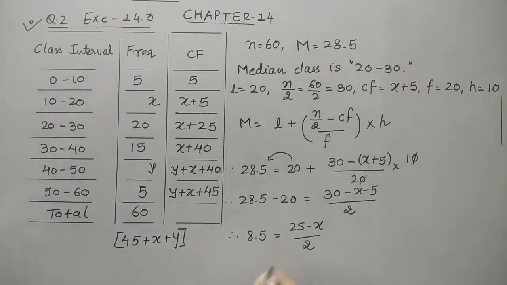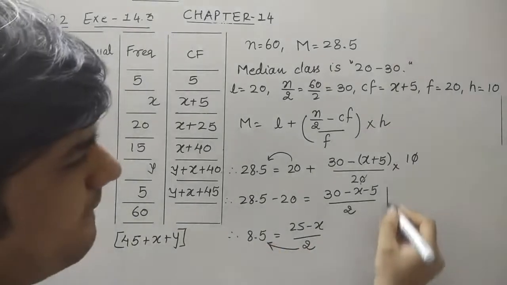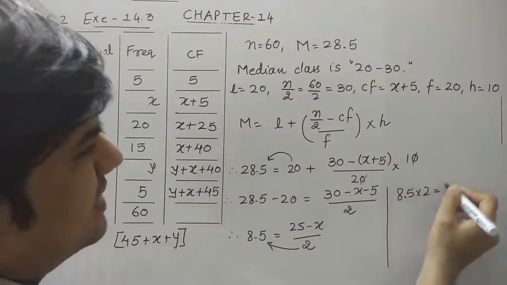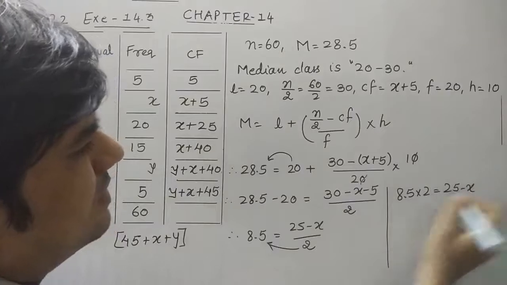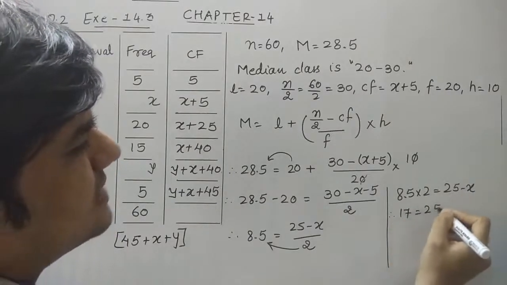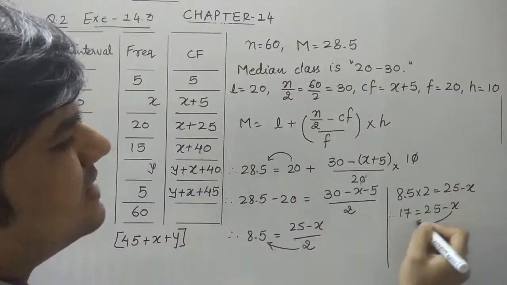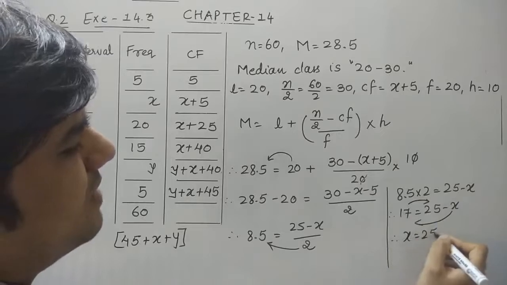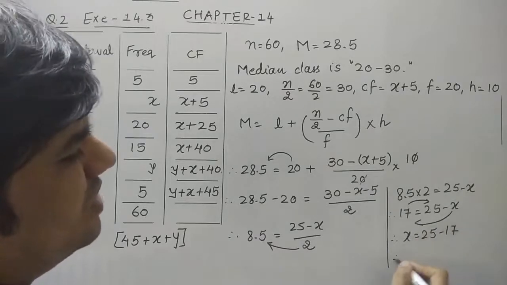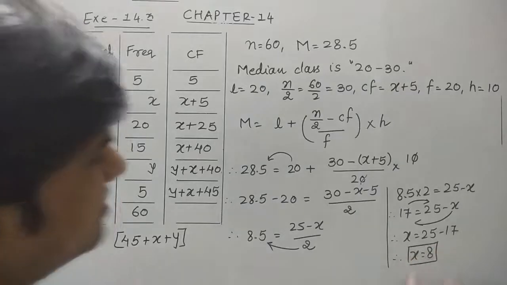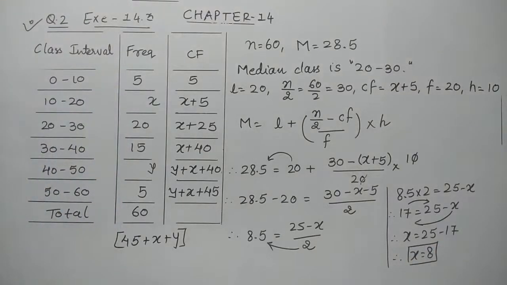Let us simplify. I will take this 2 and multiply with 8.5. 8.5 into 2 is 17, equal to 25 minus x. I'll take x here and take 17 to the right hand side. So 25 minus 17, the value of x is 8. We should remember that this is the value of x we obtain.